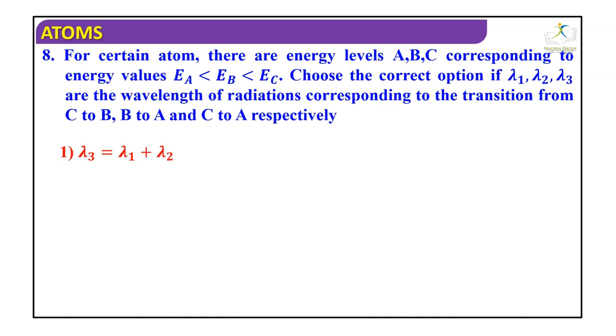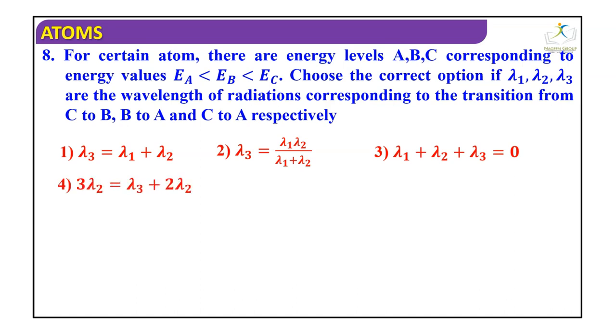So, first option: lambda 3 is equal to lambda 1 plus lambda 2. Second: lambda 3 is equal to lambda 1 lambda 2 by lambda 1 plus lambda 2. Third: lambda 1 plus lambda 2 plus lambda 3 is equal to 0. And the fourth one is 3 times lambda 2 is equal to lambda 3 plus 2 times lambda 2. Now let's move on to the solution part.